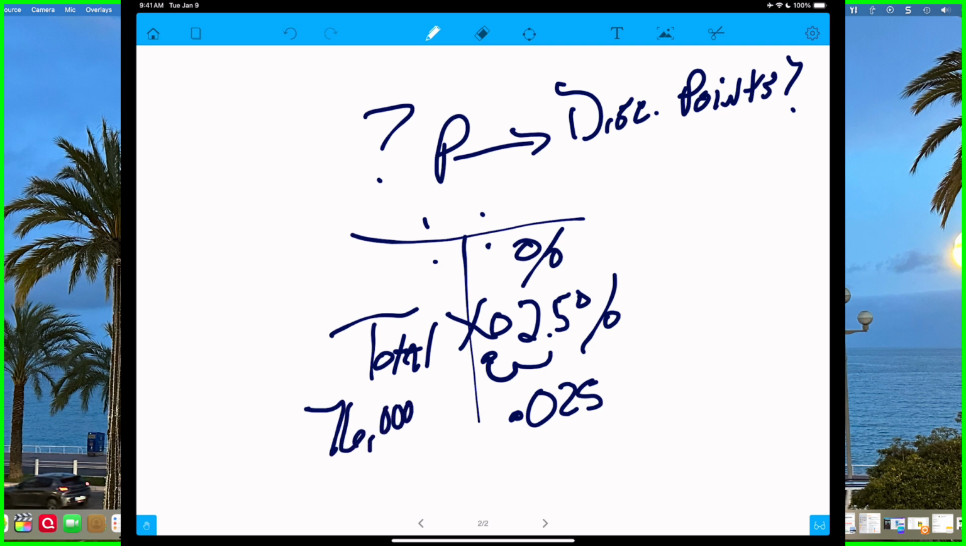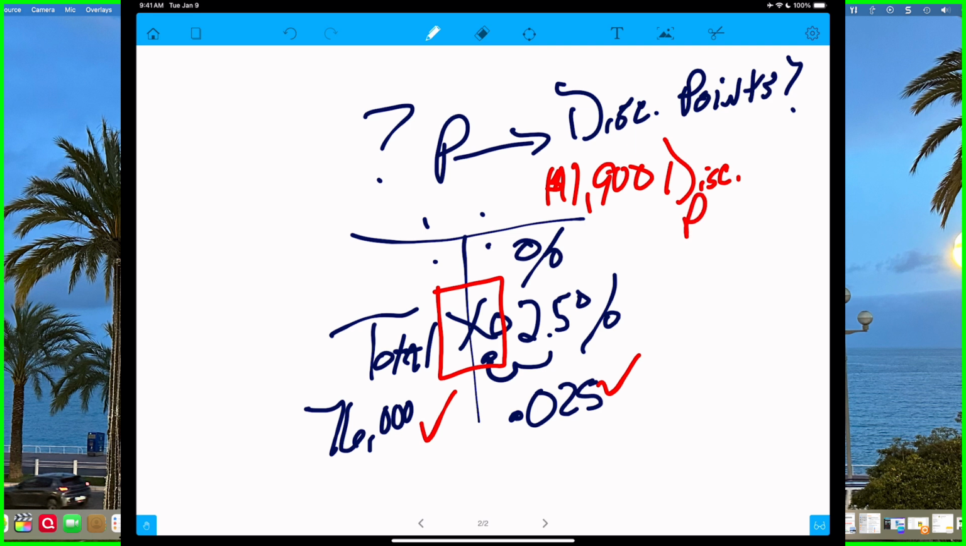And our math tells us to do what? Tells us to multiply, because we have both of the bottom numbers. So 76,000 times 0.025 equals $1,900. That will be your discount points. That will also be, I can almost guarantee you, answer A, $1,900.